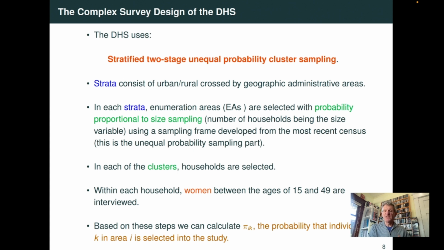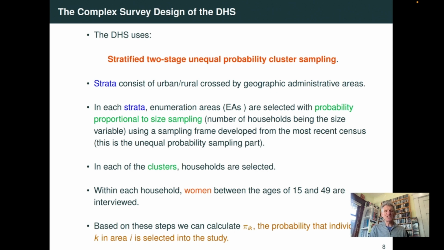And the sampling frame here, which has a list of the enumeration areas, is based on the most recent census usually. So the unequal probability sampling part here is that not every enumeration area is equally likely to be selected within each strata. And then within each of these selected clusters, households are selected, a constant number of households typically, or maybe sometimes different in urban and rural, but that number is selected, and then participants in that household are interviewed, and that's what supplies us with the data.